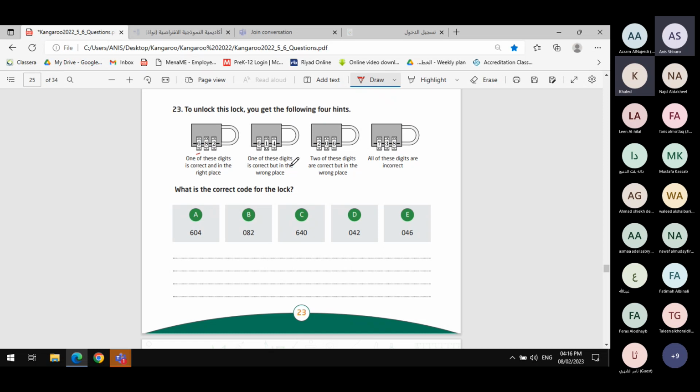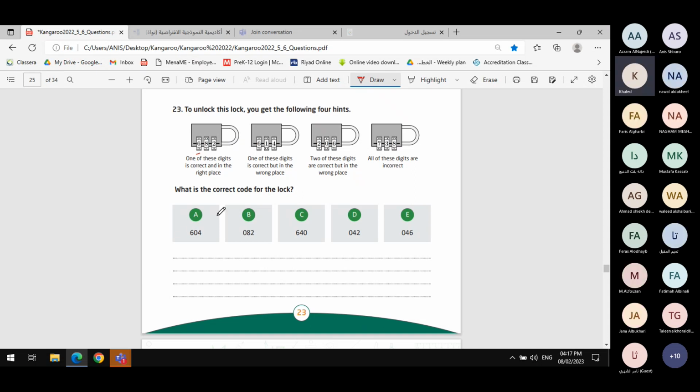One of these digits is correct but in the wrong place. Okay, so I would think it will be 1 or 4. No, remember we are talking about the 3 digits. So one of them is correct. We know that 6 is correct. So 6 is the correct digit, but it's in the wrong place. No, 6 here is in the right place.